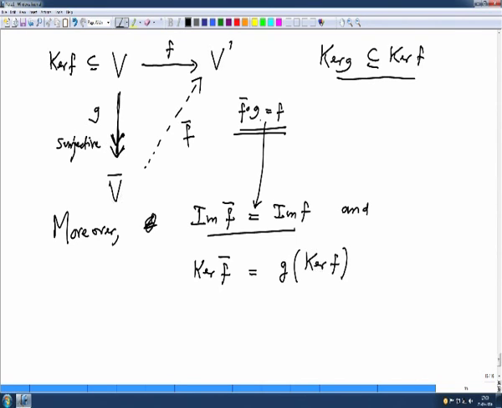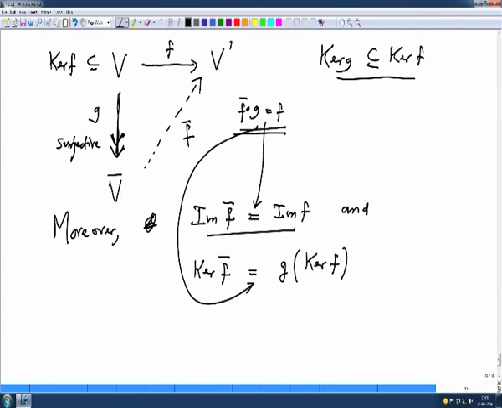Now, this one also is coming from here. See, suppose somebody is in the kernel of f bar. Let us take this side, g of somebody in the kernel of f, and I want to check it is in the kernel of f bar. So, I apply f bar to that. So, f bar of that will be f of that, which is zero, and therefore it is in the kernel. Same thing for the converse. So, this is also immediate from this equality.